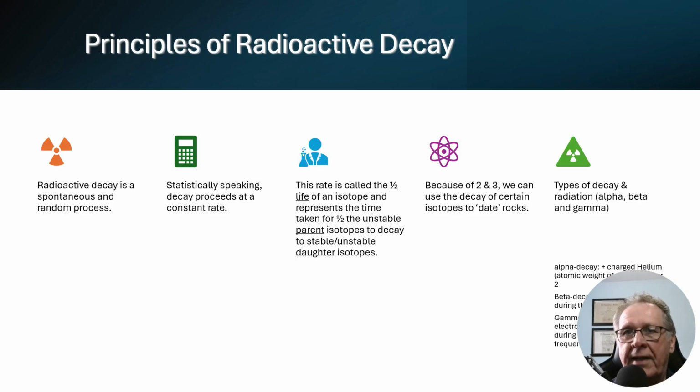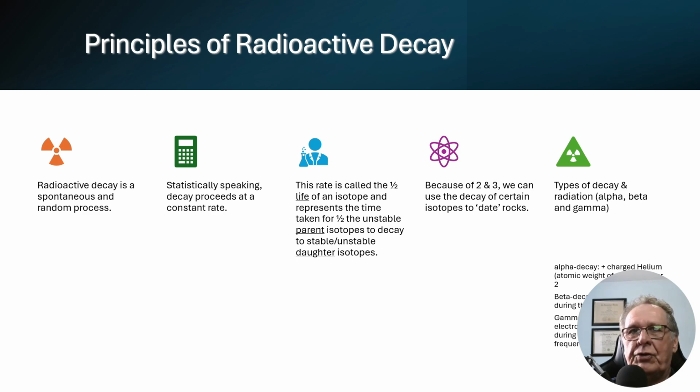So suppose we start with 10 uranium atoms, okay? We don't know when any one individual uranium atom is going to decay, but we know that after, say, 4.5 billion years, 5 of them will have decayed. So we can't predict any individual decay event, but we know that after 4.5 billion years, half of them will be gone. That statistical rate is called the half-life of an isotope, and it represents the time taken for one half of the unstable radioactive parent isotopes to decay to stable daughter isotopes.